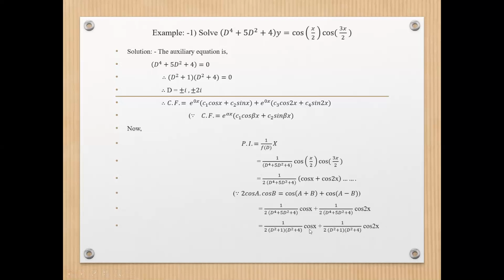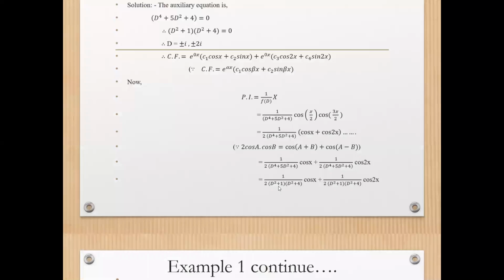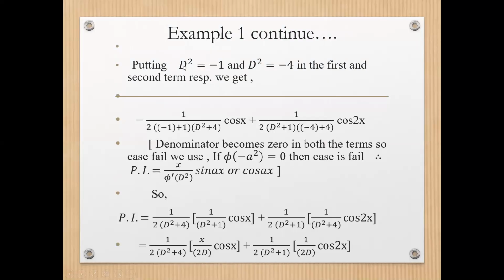So here, D square is equal to minus a square. So D square is equal to minus 1 square, so D square is equal to minus 1. Here, a is nothing but 2. So D square is equal to minus a square, a is 2. D square is equal to minus 2 square, nothing but D square is equal to minus 4. For the first term, we have to put D square equal to minus 1. For the second term, we have to put D square equal to minus 4. So putting D square equal to minus 1 and D square equal to minus 4 in the first and the second term respectively.